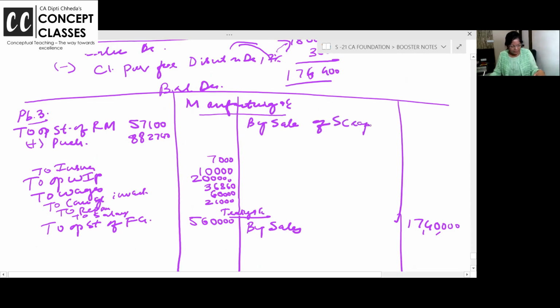Next we have sale of scrap, manufacturing account, first item, credit side. Sale of scrap is like miscellaneous income which will reduce your fixed cost. आपका fixed cost को कम करेगा.